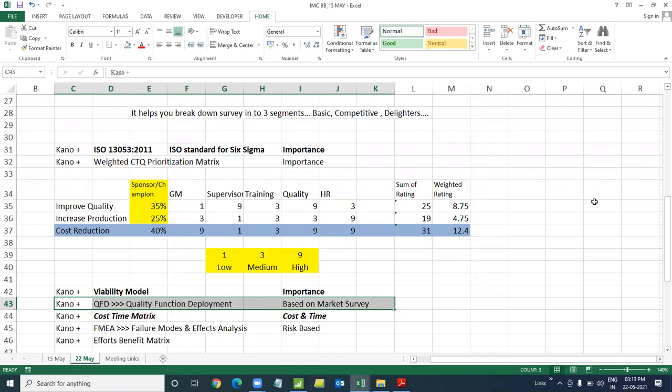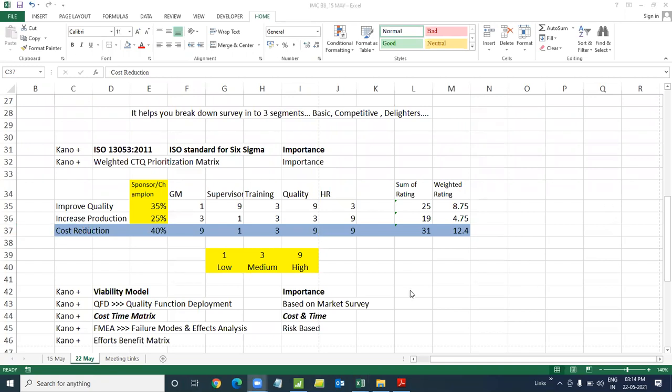The viability model focuses on any problem, whatever you might have selected. So you may make one viability model for improving quality, one viability model for improving production, one viability model for cost. Whichever has got the highest viability score is the best project you have selected there. Is it clear, Shama? Yes, thank you. Perfect.